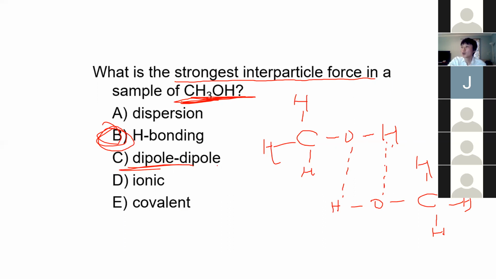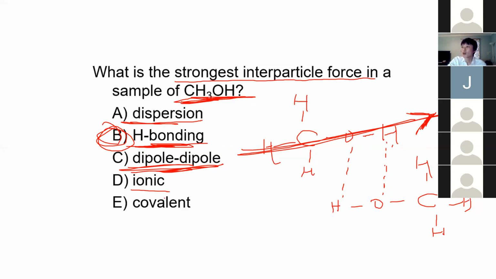Dipole forces also exist, because this molecule is a polar molecule. The polarity points this way, so this is a polar molecule. So dipole also exists. And the London dispersion force also exists between these molecules. So A, B, C, they all exist, but the strongest will be the hydrogen bonding. So dispersion not only exists in non-polar molecules, it also exists in polar molecules.